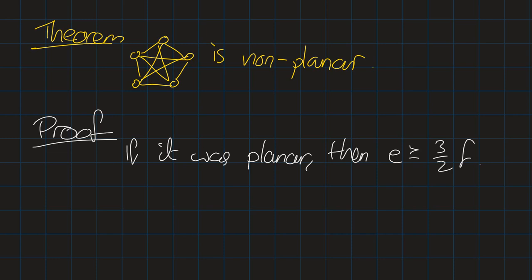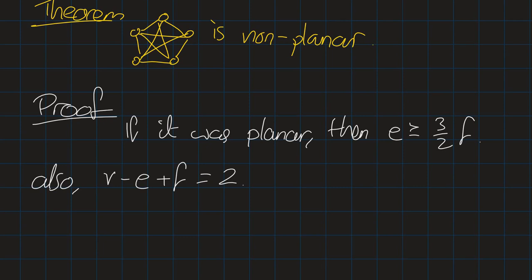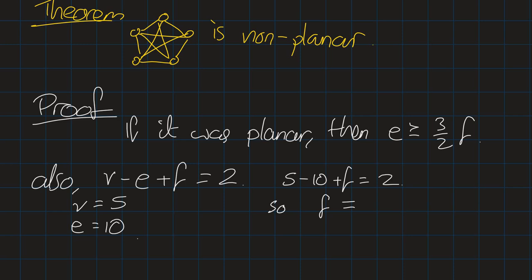If it was planar, we also have that v minus e plus f is equal to 2, because this is true for every planar graph. So we can rearrange this equation to solve for f. I don't actually know a way of drawing it without edge crossings, so I'm just going to assume it is planar, and then work out what f would be if it was planar. Just by counting, v is equal to 5 and e is equal to 10. So 5 minus 10 plus f equals 2. This means that f is equal to 7.